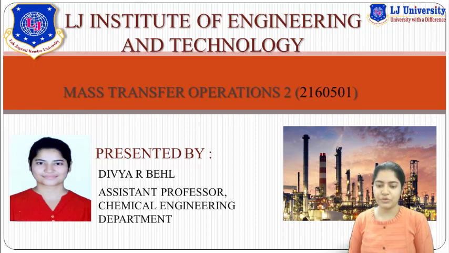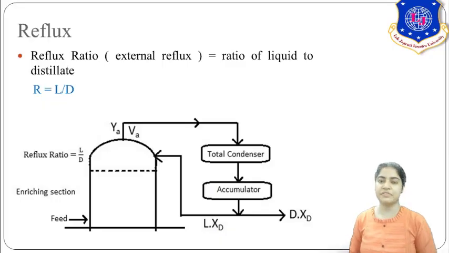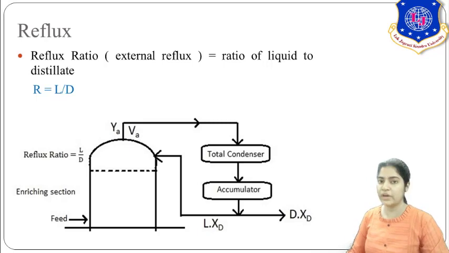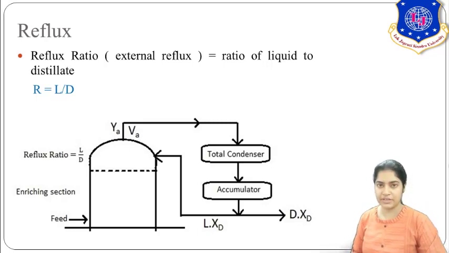The subject that we are going to continue is Mass Transfer Operations 2. In this lecture we will study different kinds of reflux ratio. Before that, first of all, what is reflux? The reflux ratio is the ratio of the amount of liquid which is sent back to the main column to the amount of distillate which you are taking out as your overhead product, right? So that is your reflux ratio.